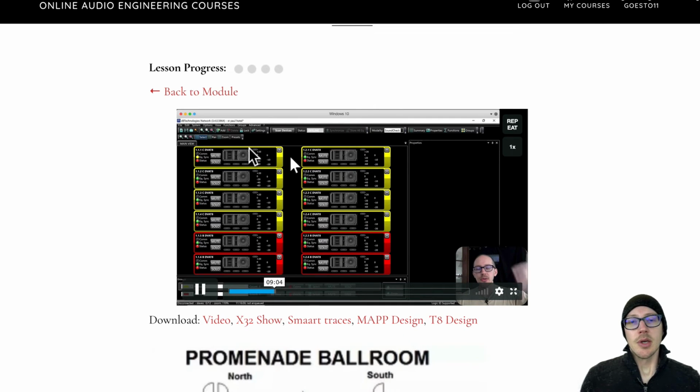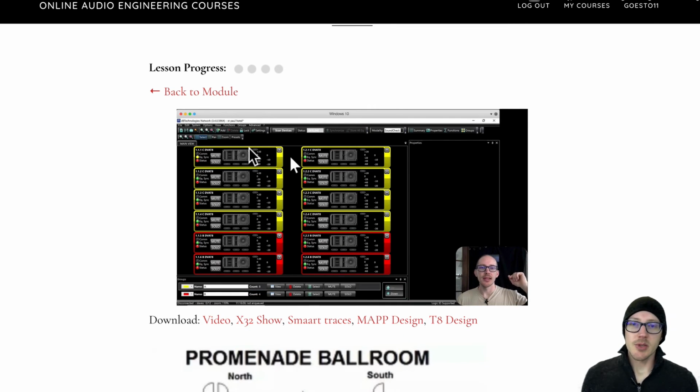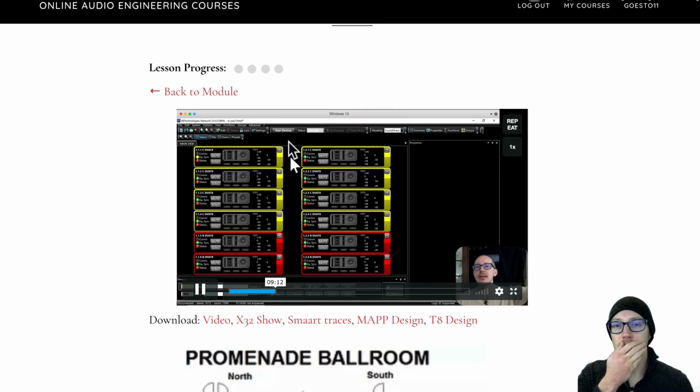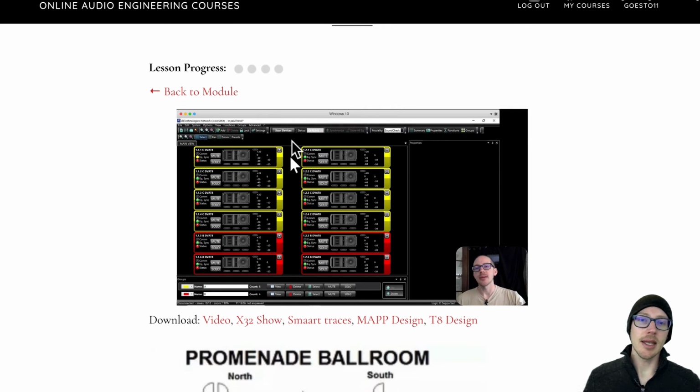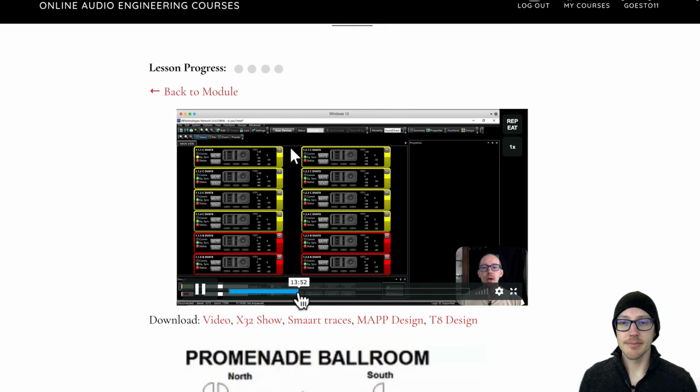One of the cool things about their speakers is that it has all this processing on board. So you just plug in a network cable, run it to your computer, run the software, and you've got level, delay, and EQ with every speaker if you want it.